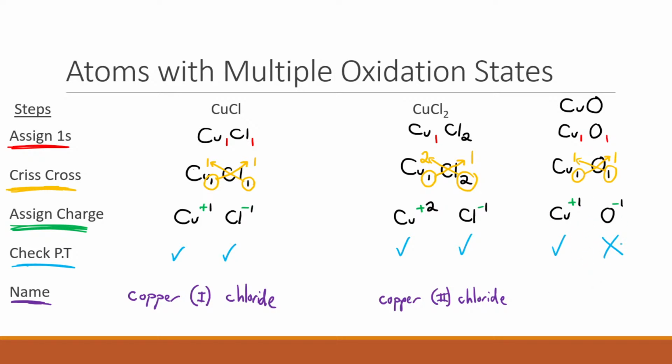And when you hit a situation like this, the way you're going to fix it, the way you're going to get both of these to be checks, is by multiplying both charges by the same amount so that they match the periodic table. That means you're either going to double them both or triple them both to make them match the periodic table.